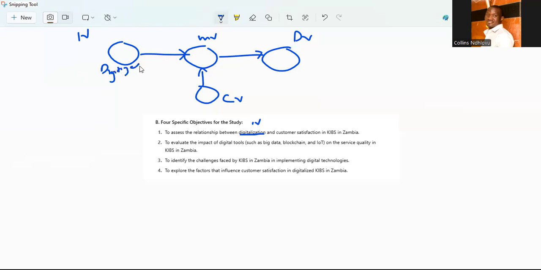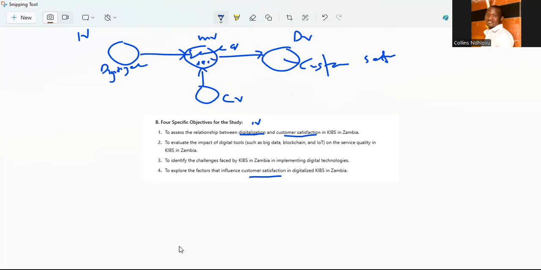Okay, then we go to our dependent variable, which is customer satisfaction. Automatically, you can tell from here, customer satisfaction, it has an impact on customer satisfaction. So this is customer satisfaction. When we're looking at moderating variables, we're looking at what will affect the strength: service quality and technological access.